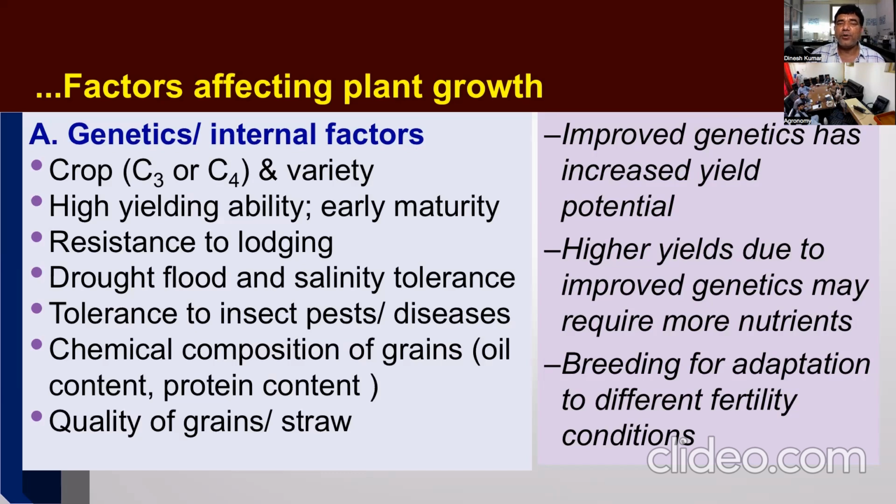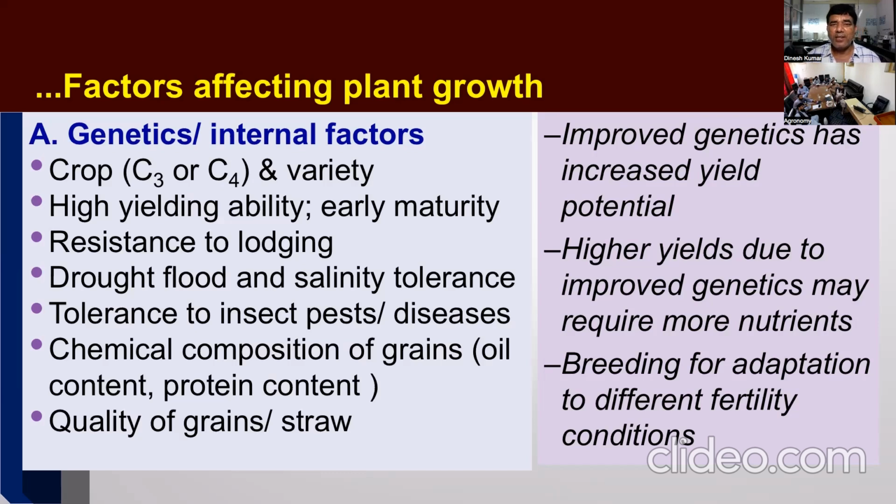The varieties which mature early, their growth is initially faster, but overall growth is less. Early maturing varieties generally have less growth. Total growth or total dry matter production is less in early maturing varieties compared to late maturing varieties. Late maturing varieties get more time for growth, so their total growth is more compared to early maturity varieties. Similarly, drought, flood, and salinity tolerance. Varieties which are tolerant to these conditions will have better growth than the varieties which are not tolerant.